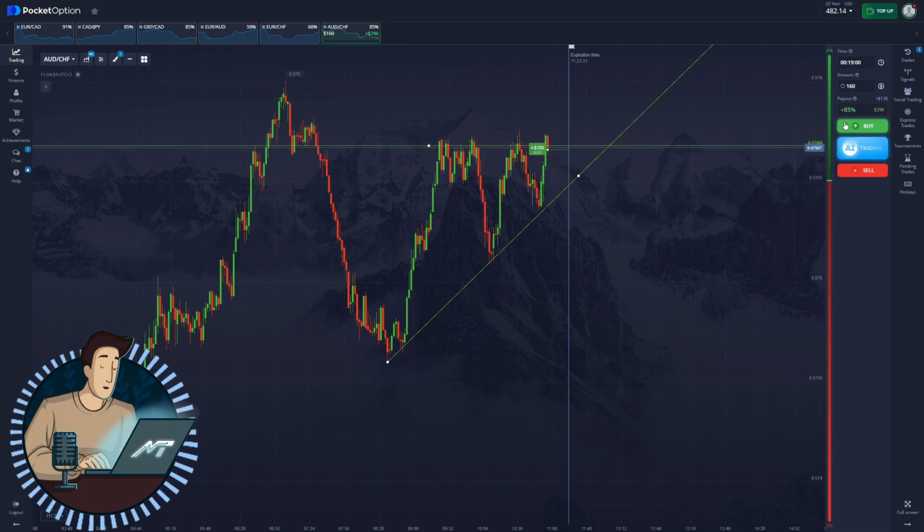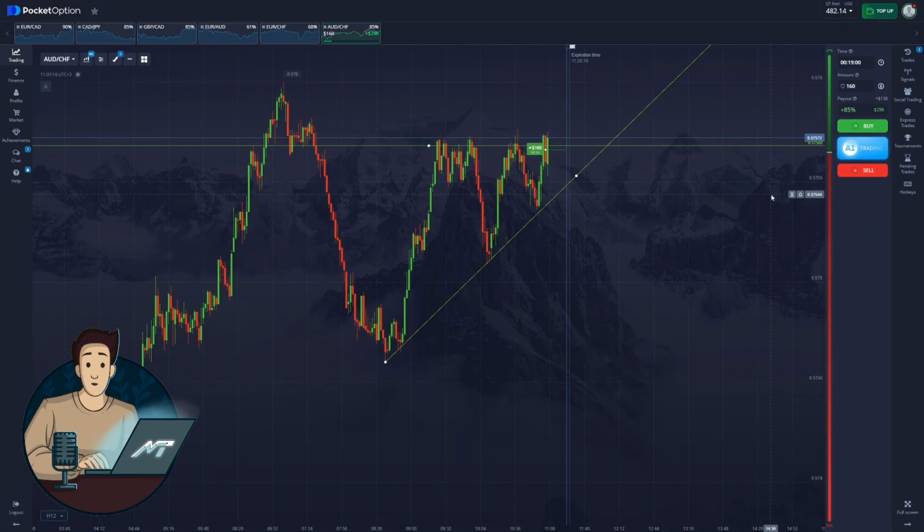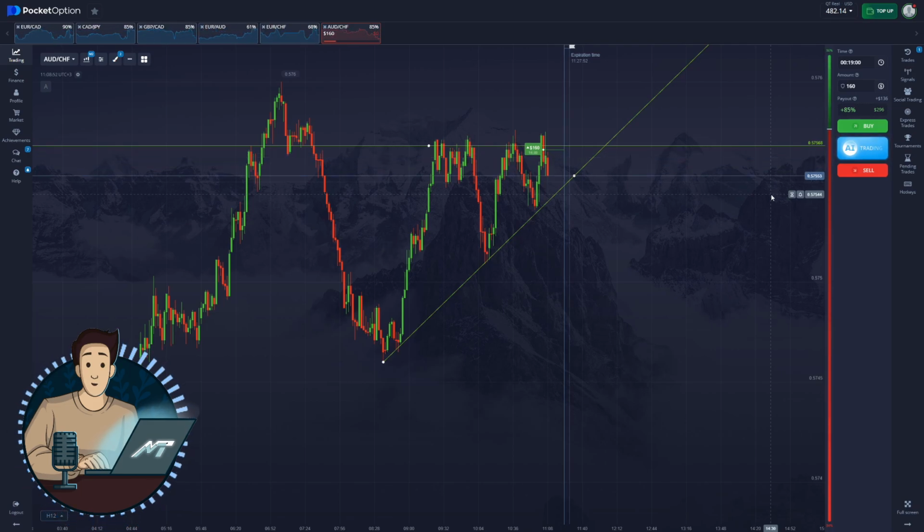There's a risk of a false breakout since the triangle hasn't fully formed yet. But it looks like my timing was spot on. Price immediately pulled back to retest the trend line.